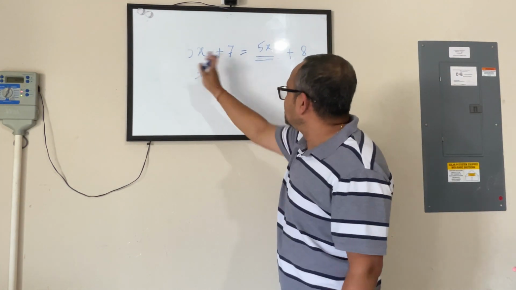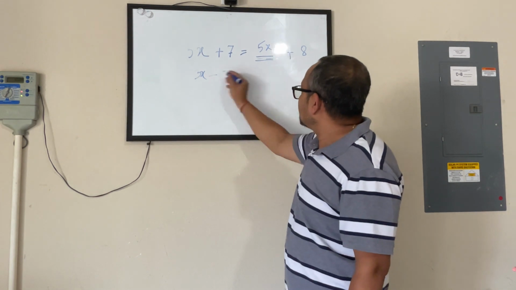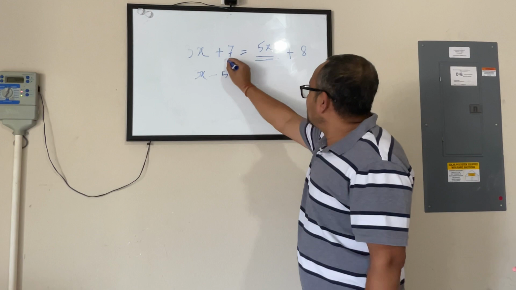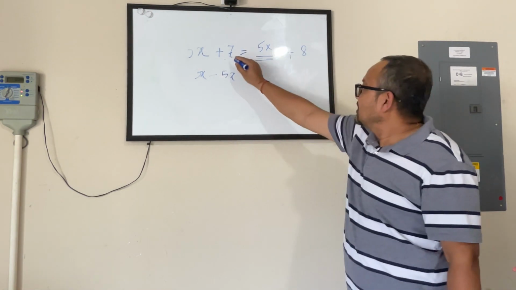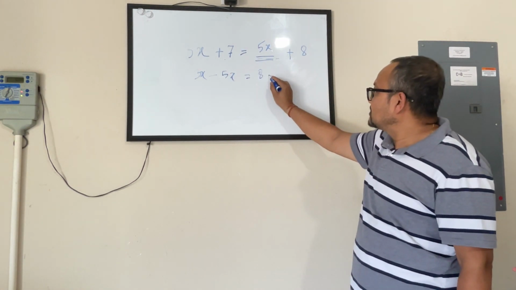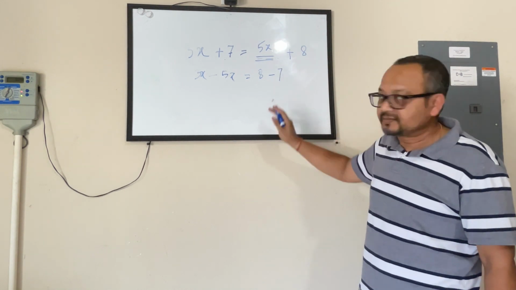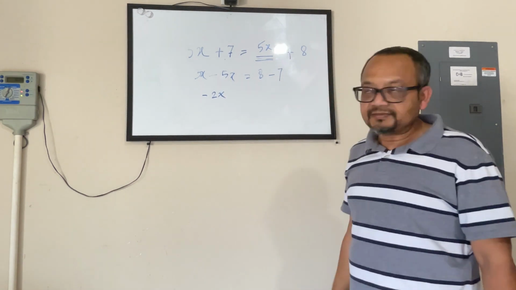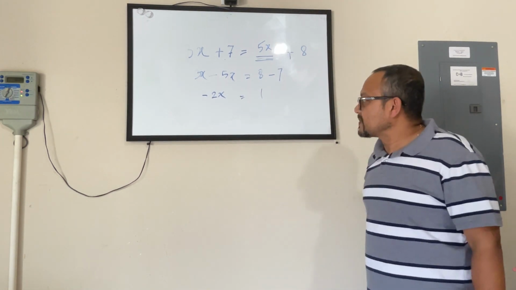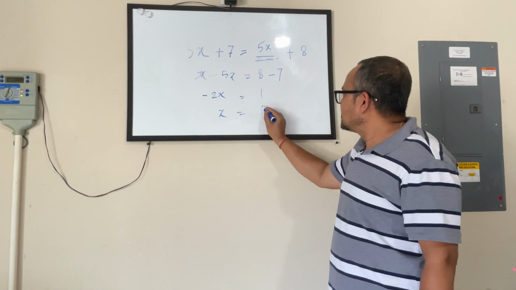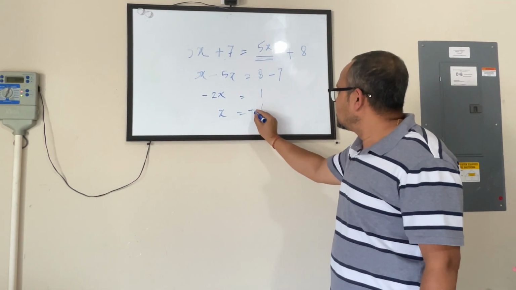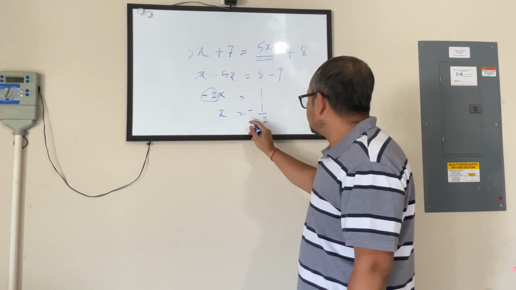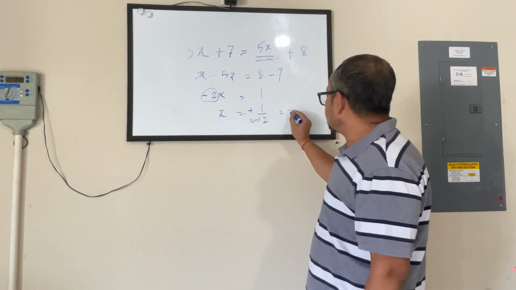Let's solve it. Let's put all x on one side. So I'll bring this here. This is plus, so this will become minus here. And move numbers to this side. So the 8, 7 comes this side, becomes minus 7. Yeah? So this is 3x minus 5x equals minus 2x. Yeah? Equals 1. x becomes 1 by 2. This is minus 2, right? So this comes here. So this becomes minus 1 by 2.